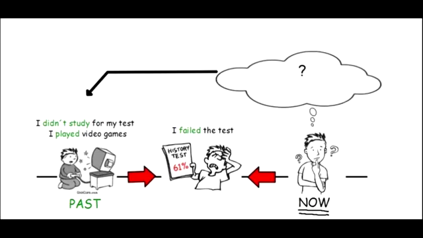Well, maybe he's thinking, for example, well, I should have studied. The reality is that I didn't study for the test. But now he's thinking, well, I should have studied. Or maybe he's thinking, well, I played video games, that was the reality. But now he's thinking, well, I shouldn't have played video games. So these are regrets. These are regrets that he has about something he did in the past. And this is the grammar that we're going to look at today.